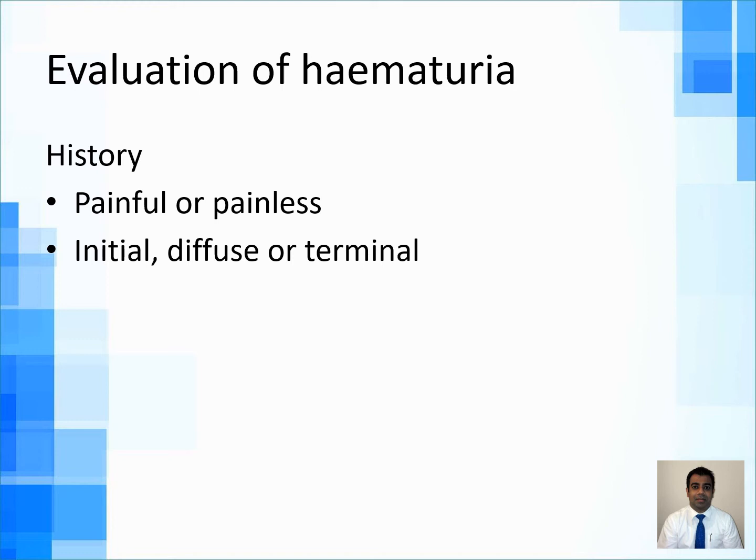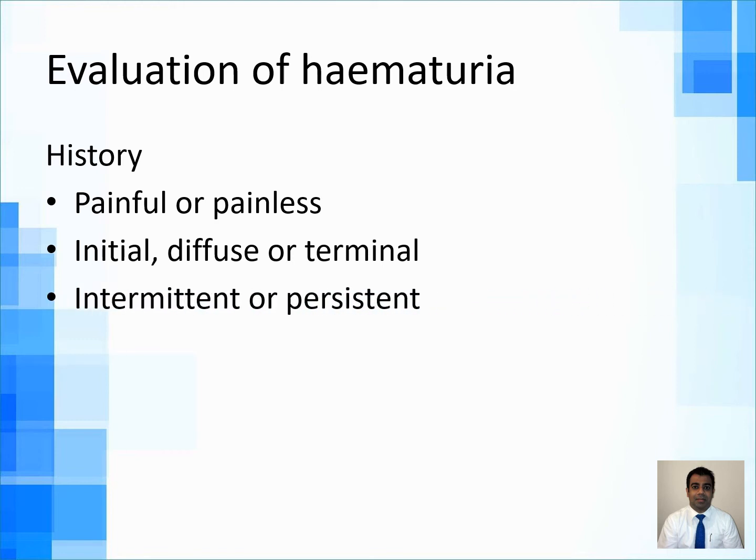Diffuse hematuria, where your hematuria is the same from beginning to end, indicates an upper tract bleed, but it also can occur with lower tract hematuria when the hematuria has been in the bladder for a long time.